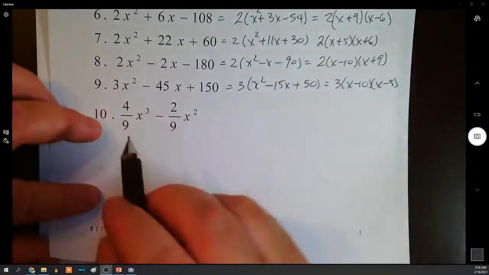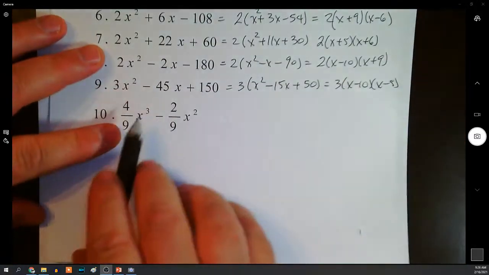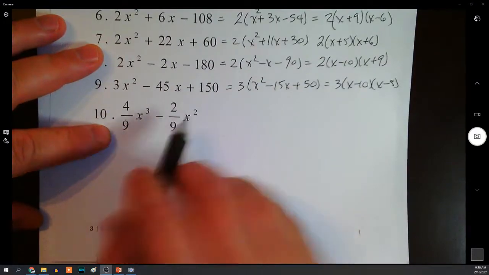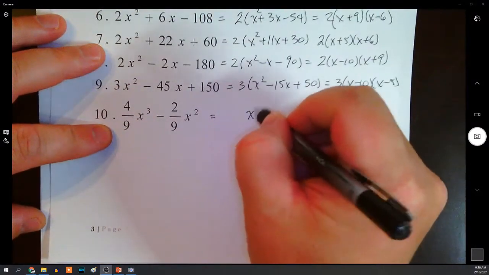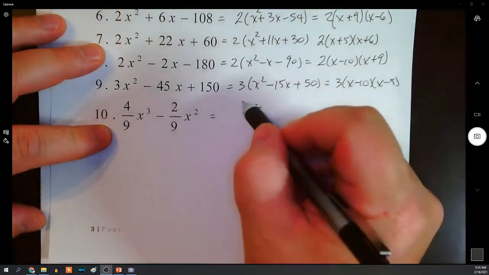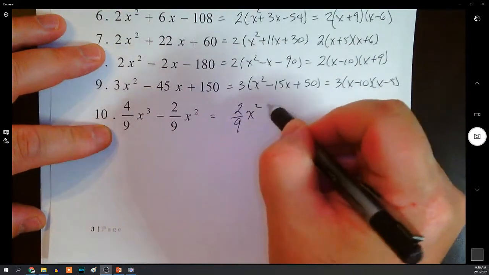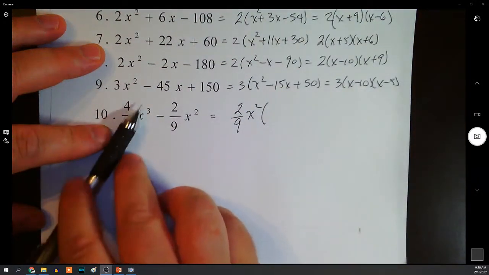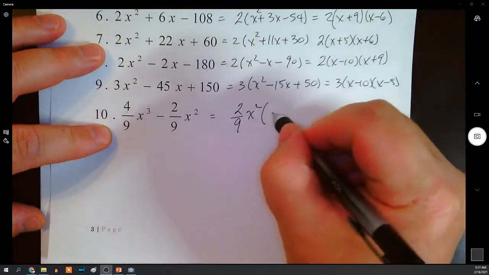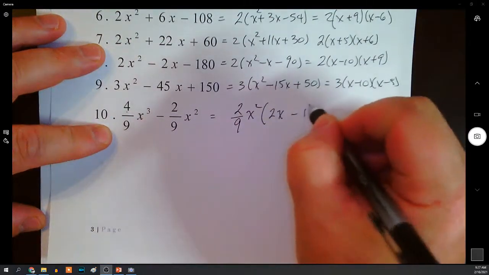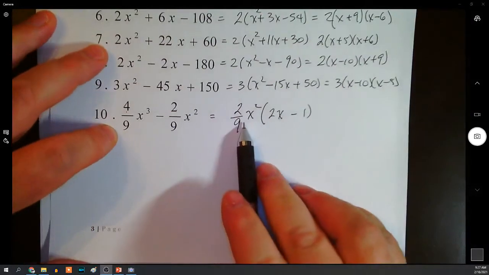And then the last one, ooh, this one's tricky. Check this out. This has a factor of x squared. We can take out an x squared for sure. This one has a factor of 2/9. See, 2/9 you can take out of this, right? So this is going to be 2x minus 1.